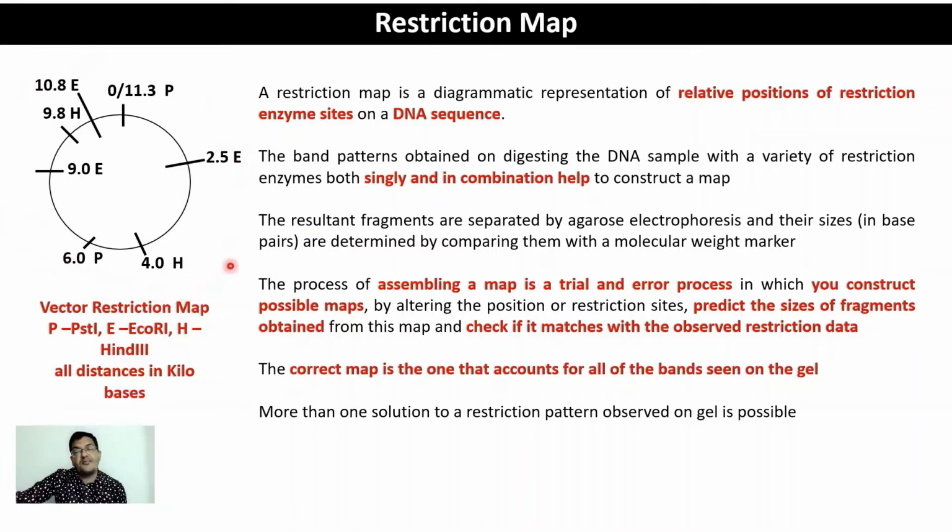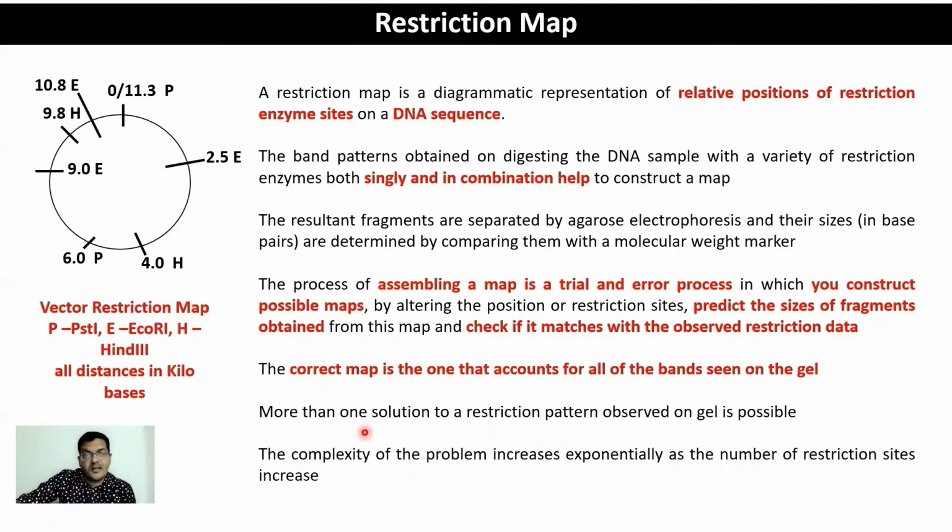possible correct maps also increases. So there is more than one possible solution to a given banding pattern that you observe on gel. So more than one solution to a restriction pattern observed on gel is possible. But as I mentioned, the complexity of the problem increases exponentially as the number of restriction sites increases. We'll go through all these points as we solve a question.